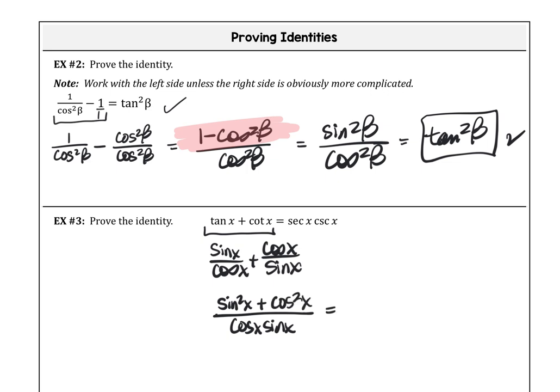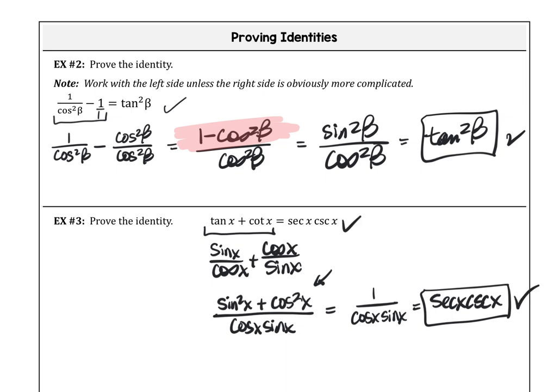And that again, right there, that piece is an identity. So this is 1 over cosine x sine x. Oh, look, that gives me right where I need to go. If I do the reciprocal of both of those, I get secant x cosecant x. And voila, I am done. I got the part I needed.